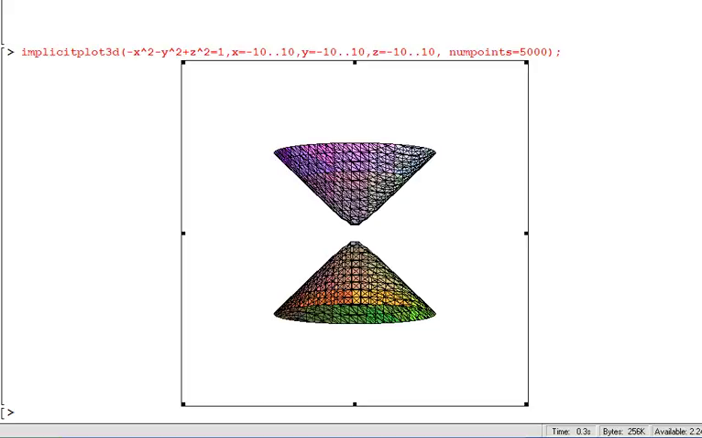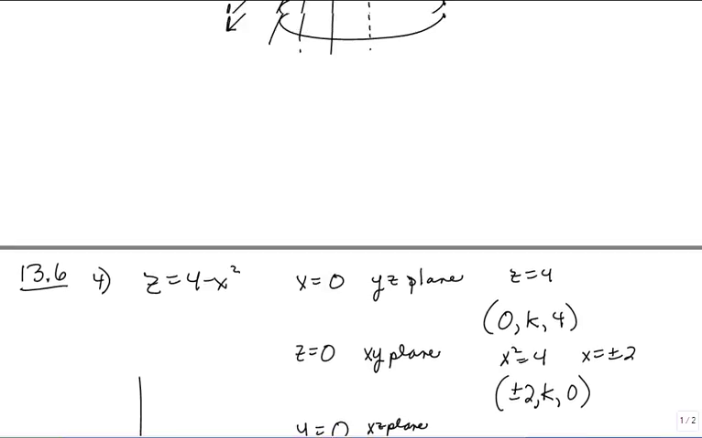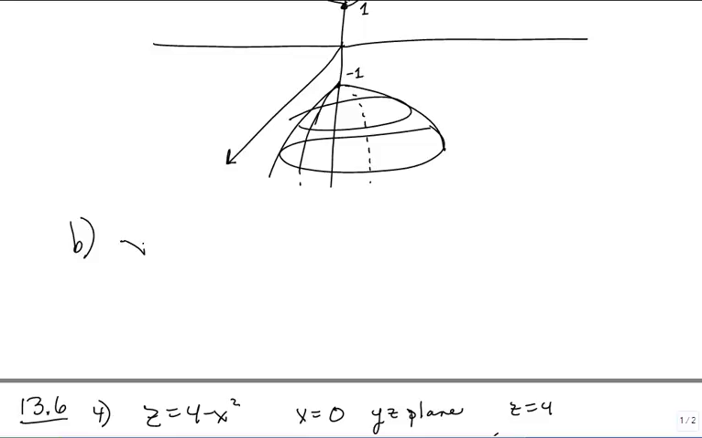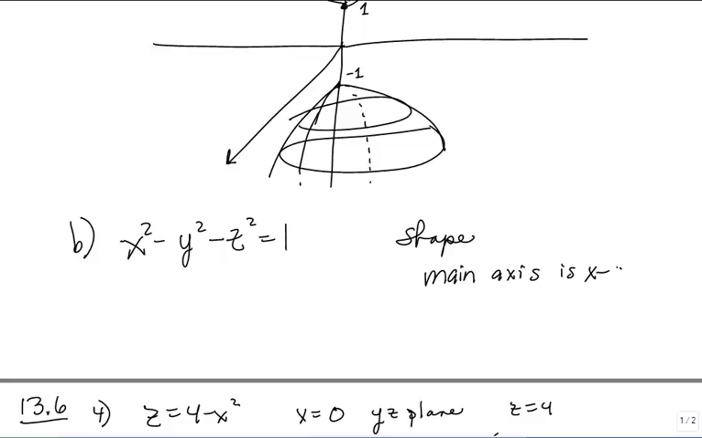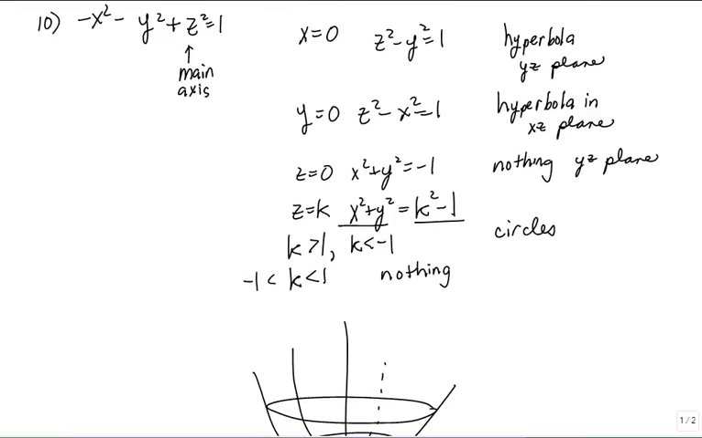Now the question is, part B says, what if the negatives are in different places? So B says, what if you have x squared minus y squared minus z squared equal 1? Well, you have the same shape, you have two negative signs. That means you're going to have the same traces, but the main axis is the x-axis this time, because that's the one that's positive. So this picture we just drew is just going to be rotated. And since z was positive before, the main axis was the z-axis.